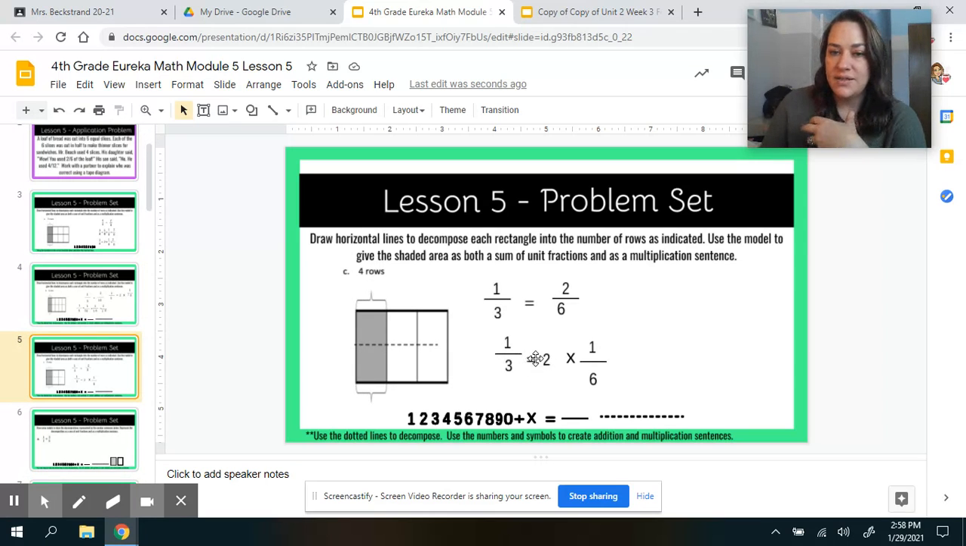If I were to write this out as an addition sentence, it would have been 1/3 is equal to 1/6 plus 1/6. Okay, but instead, remember we talked last week, it's a little bit quicker just to do the multiplication. All right.